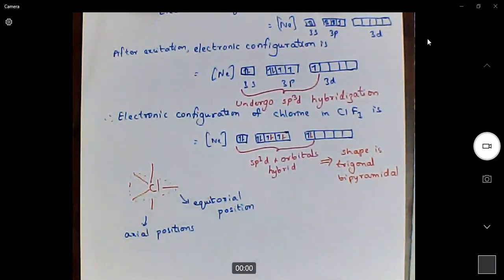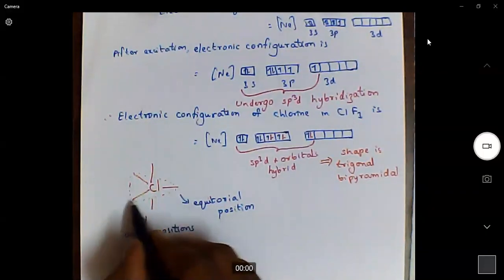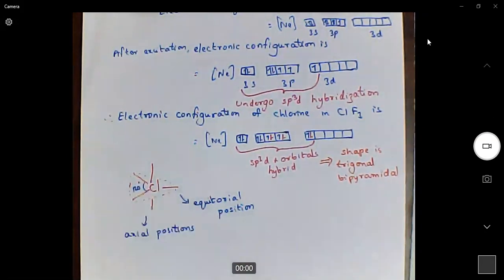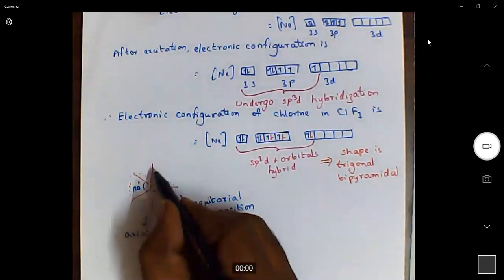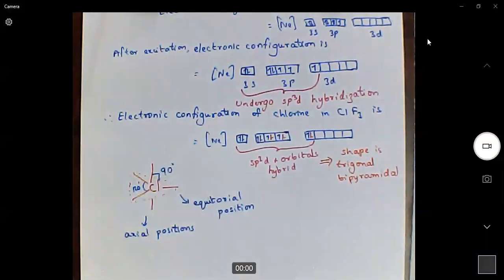Now we will look at the bond angles. The bond angle in the plane, that means in the triangle, is 120 degrees. The bond angle out of the plane, that means either above the plane or below the plane, is 90 degrees.